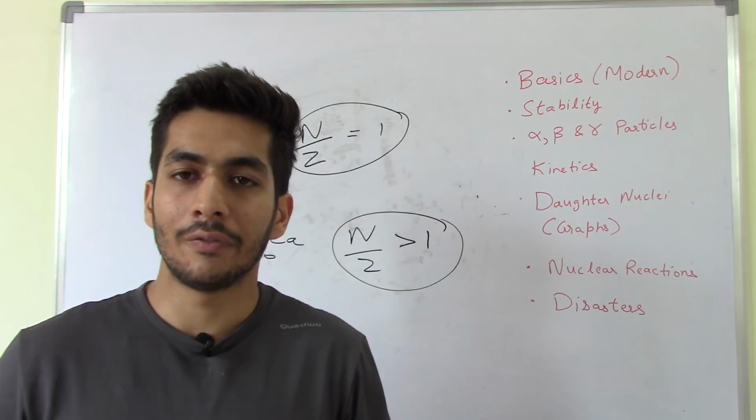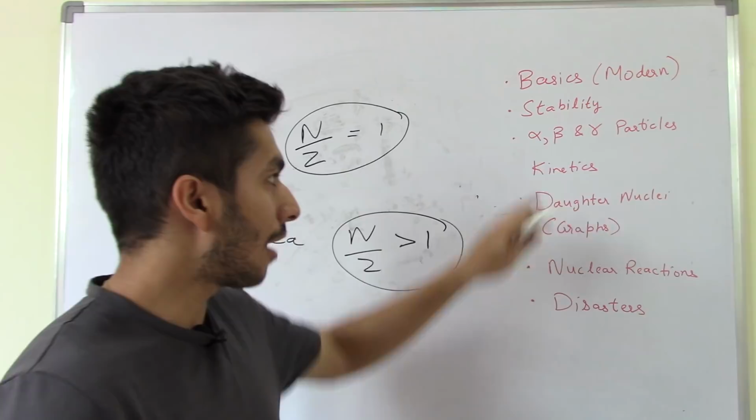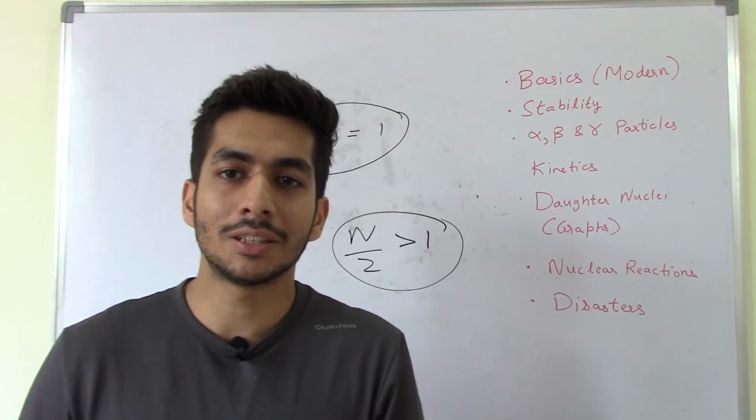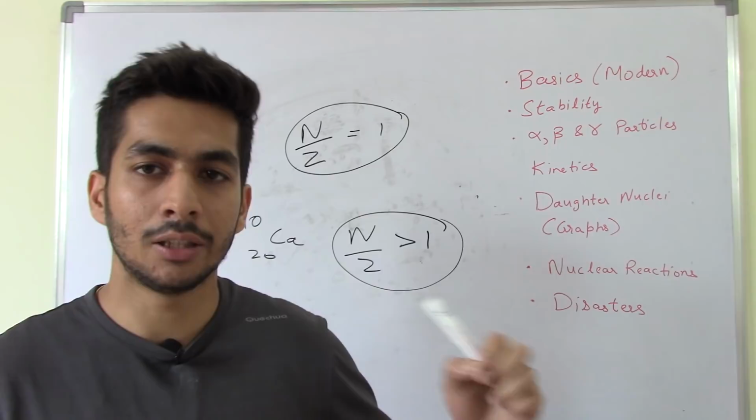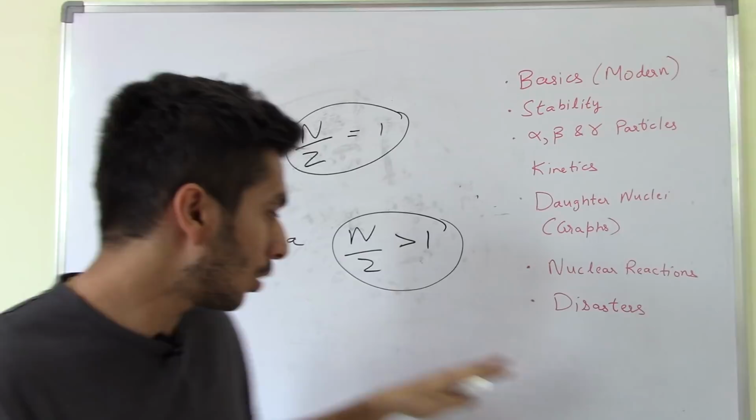Now I told you that these alpha, beta and gamma particles I will discuss in my next video, but here you have to understand the concept of beta particles, whatever you like to call it. You're free to call it anything. So here you have to understand the concept very briefly, and then in the next video I'll explain the concept of alpha, beta and gamma particles in detail, right? But to understand this particular concept of n by z, you need to understand what beta particles are, right?